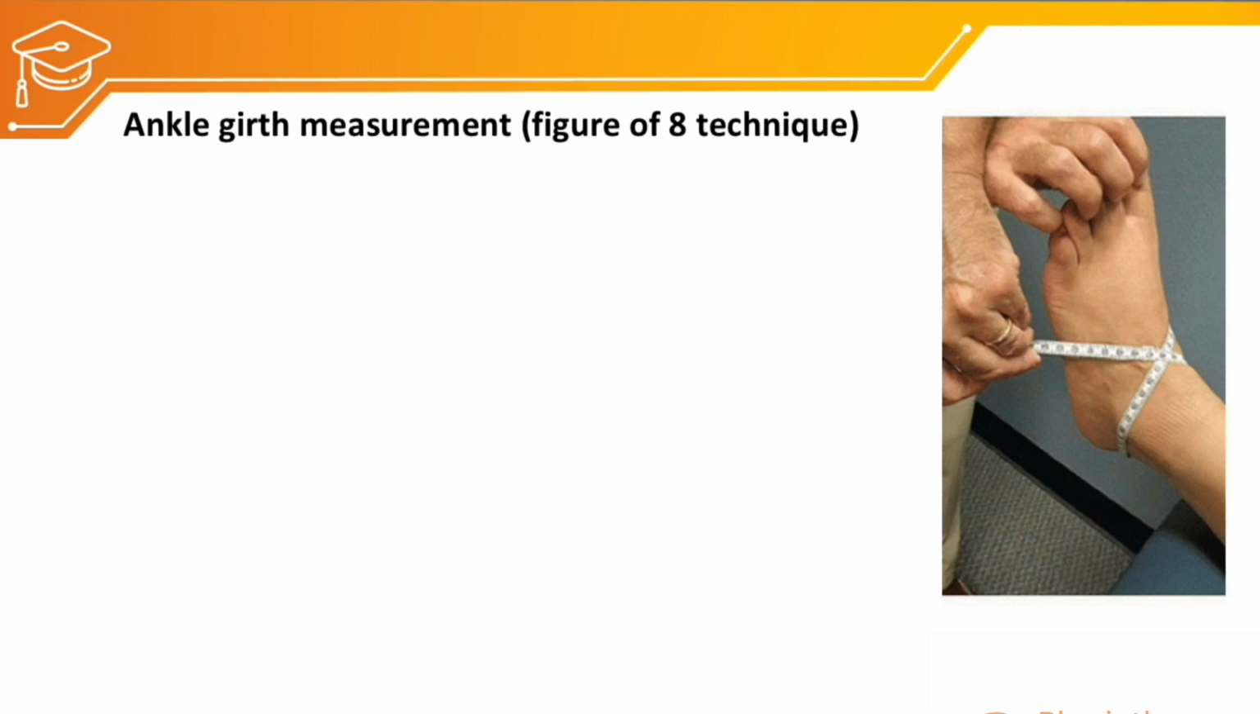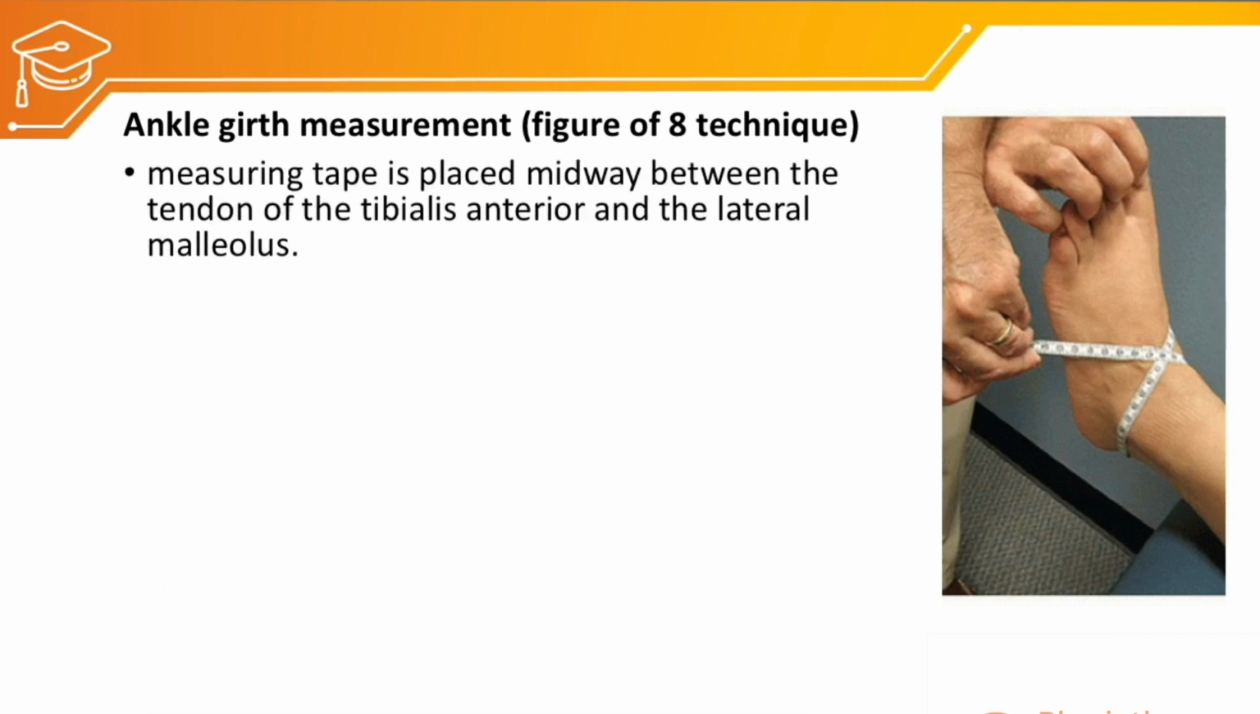Next, coming to ankle girth measurement, which is also similar to wrist girth measurement. Here too we use the figure of 8 technique. So what are the steps to measure ankle girth? First, the measuring tape has to be placed midway between the tendon of the tibialis anterior and the lateral malleolus.